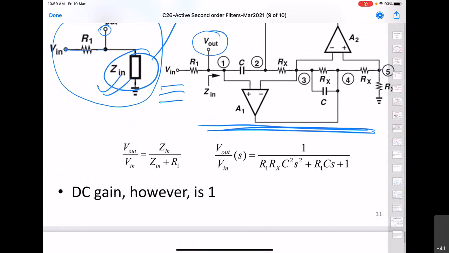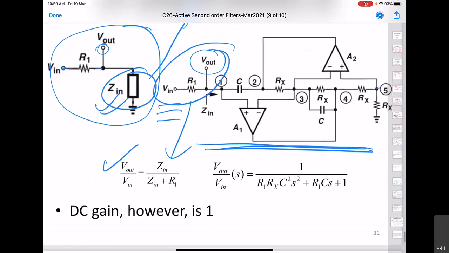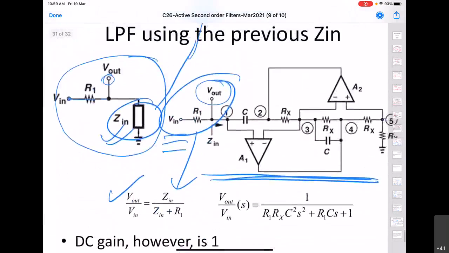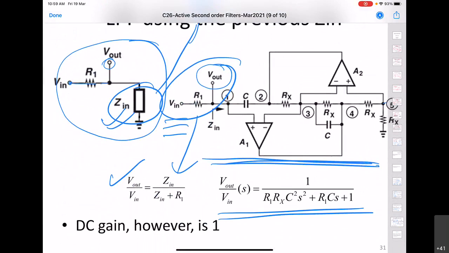So here the output will be now given by the expression Zin divided by Zin plus R1, and when we substitute Zin by this expression, which is 1 by Cs into Rx Cs plus 1, what one will get finally here is a second order filter transfer function. But in this case, gain, however, is going to be equal to 1. So if someone wants gain also, one will have to go for the Sallen-Key implementation.